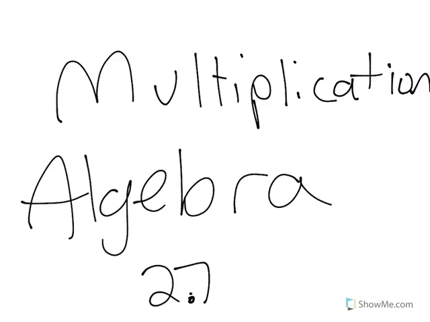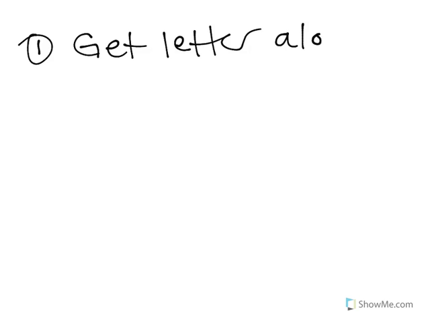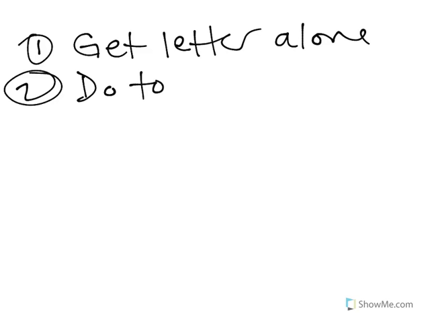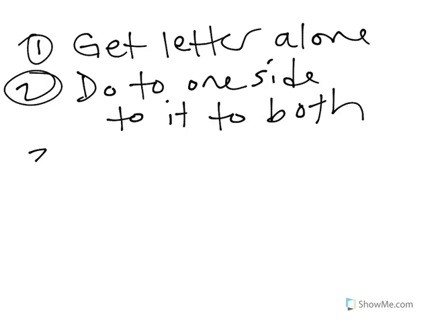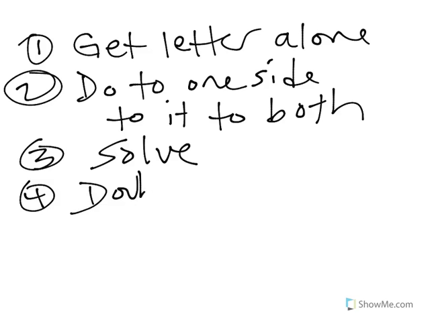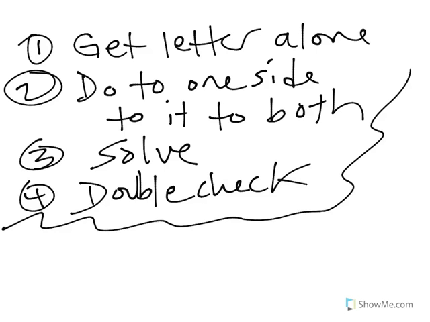But, multiplication algebra still follows our 4 steps. First, we need to get the letter alone. Next, if we do something to one side, we have to do it to both. And then we solve, and then we double check. You don't need to write this down because you already have it written down, since it's the same exact rules as for the other ones. So let's take a look at the problem.